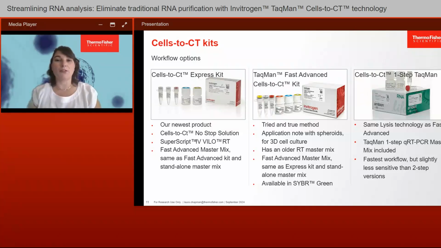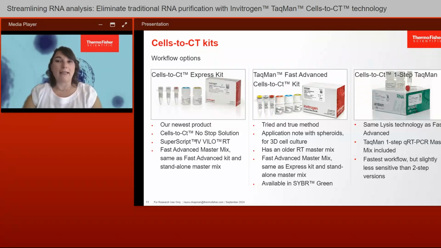It also uses the SuperScript IV VILO RT for ultimate sensitivity for your RNA transcripts. And it includes the Fast Advanced master mix for your qPCR detection. This is the same master mix that you could get as a standalone item. So if you needed more master mix to look at potentially more genes, you would be able to buy more of that, and it would be the exact same master mix.